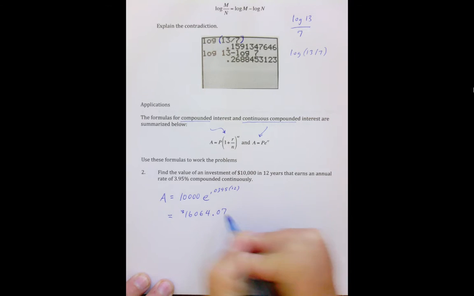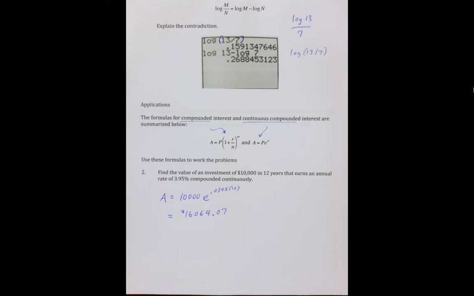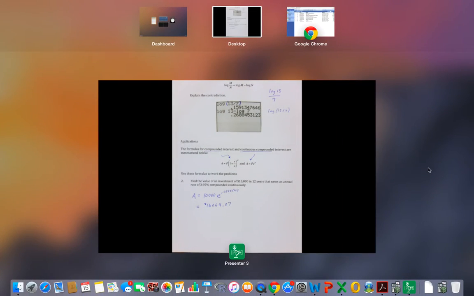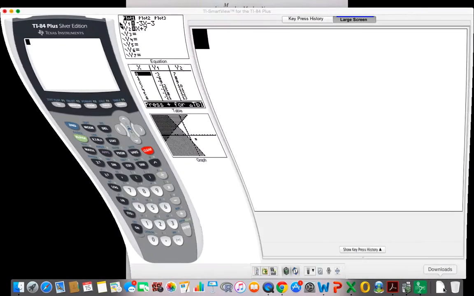0.07. So you'd make about $6,100 interest. Now, guys, let me get out of this, and I want to show you how this would happen on a different type of calculator.